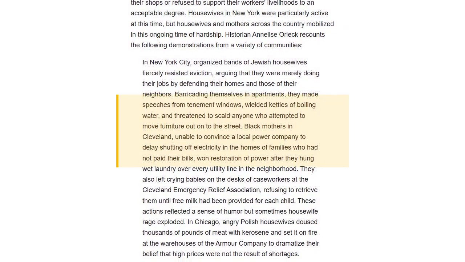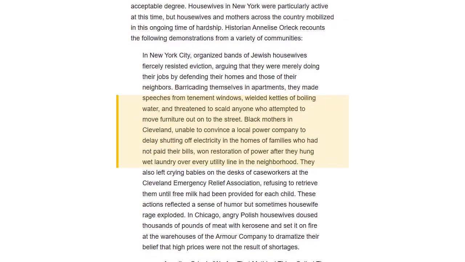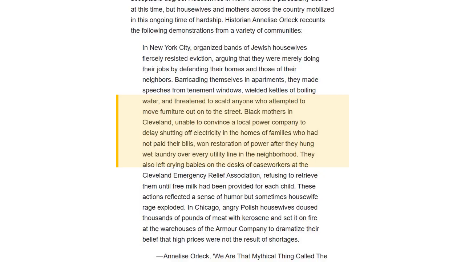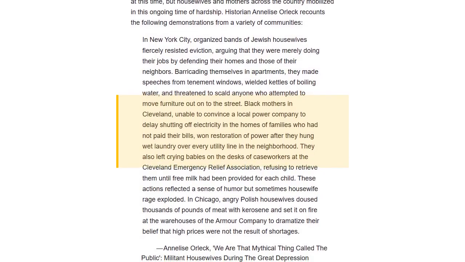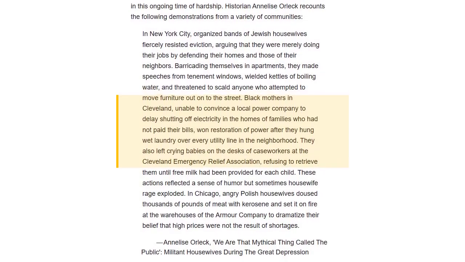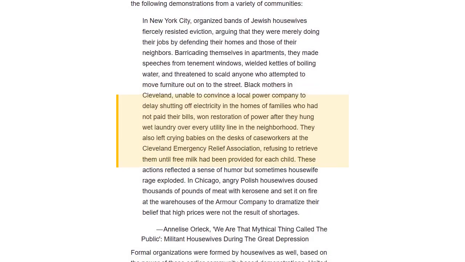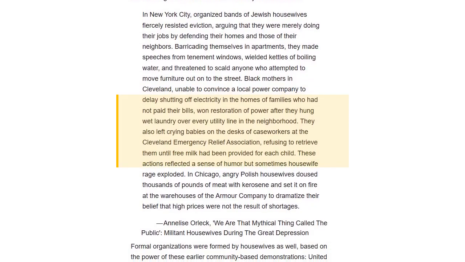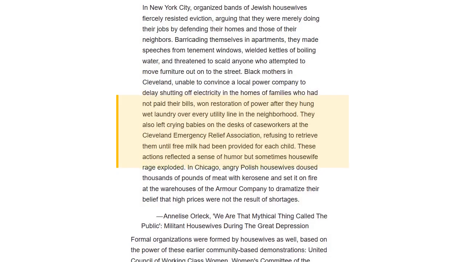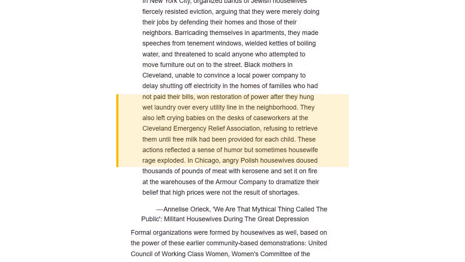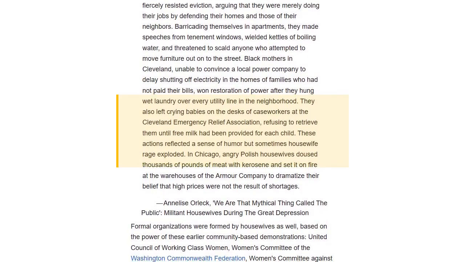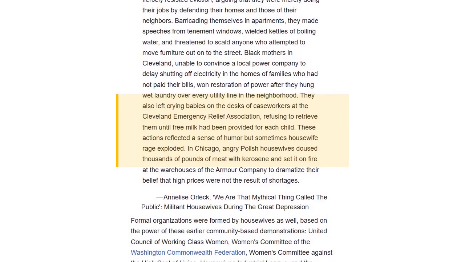Black mothers in Cleveland, unable to convince a local power company to delay shutting off electricity in the homes of families who had not paid their bills, won restoration of power after they hung wet laundry over every utility line in the neighborhood. They also left crying babies on the desks of caseworkers at the Cleveland Emergency Relief Association, refusing to retrieve them until free milk had been provided for each child.